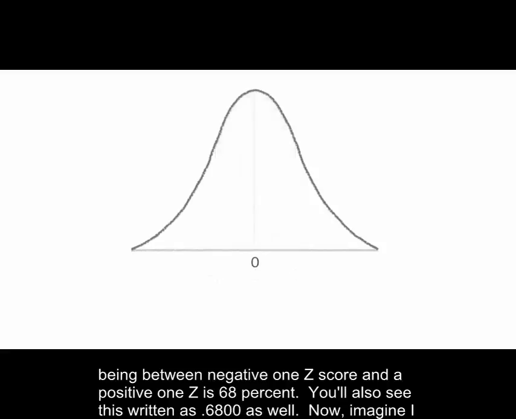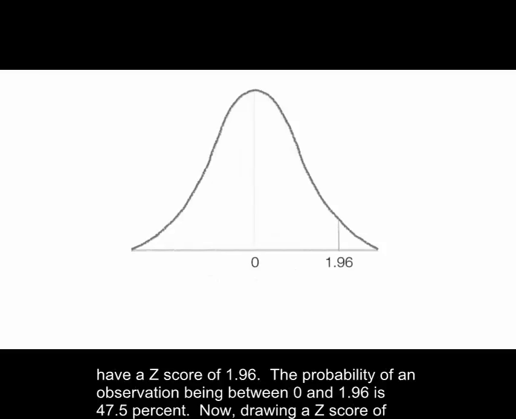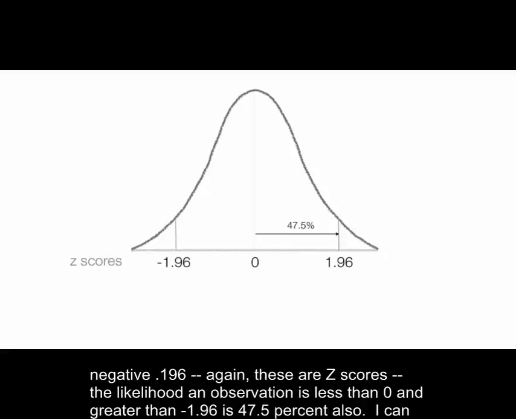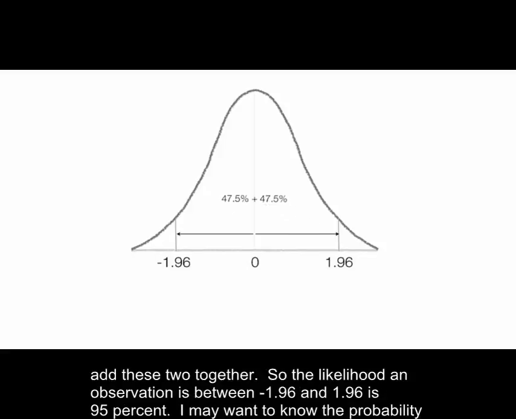Now imagine I have a z-score of 1.96. The probability of an observation being between 0 and 1.96 is 47.5%. Now I'll draw in a z-score of -1.96. Again, these are z-scores. The likelihood an observation is less than 0 and greater than -1.96 is 47.5% also. I can add these two together. So the likelihood an observation is between -1.96 and 1.96 is 95%.